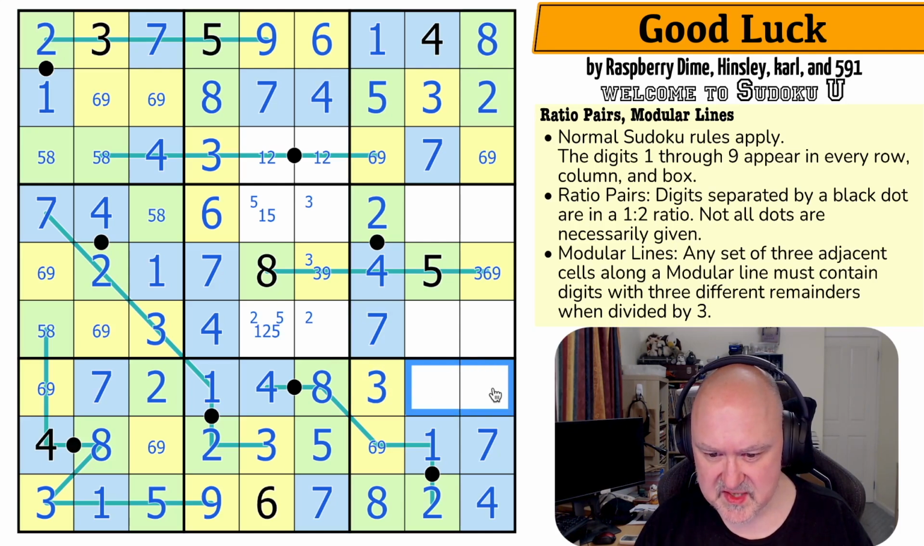So there's got to be another 6, 9 in here. So these are 5, 6, and 9. There's no 5 there. So that's the yellow 6, 9. That's the 5, which is green.